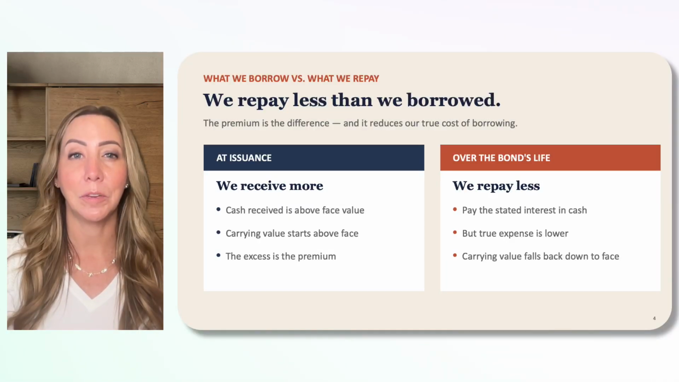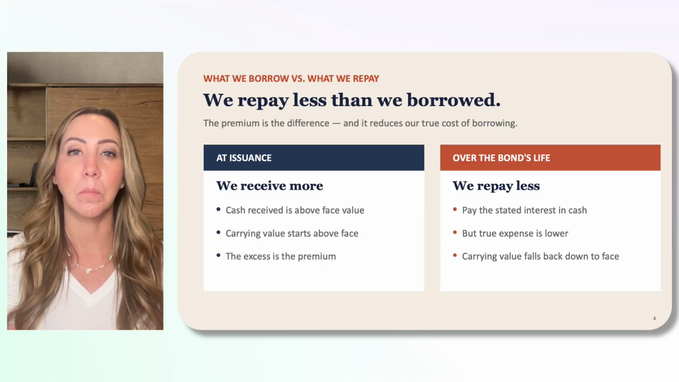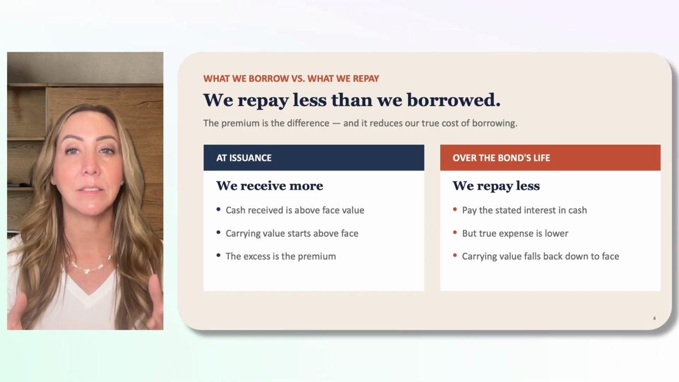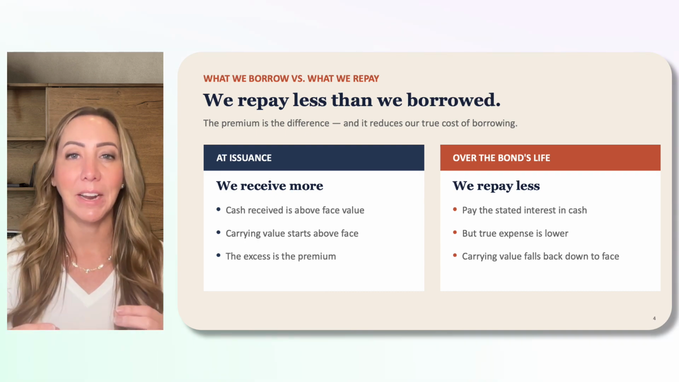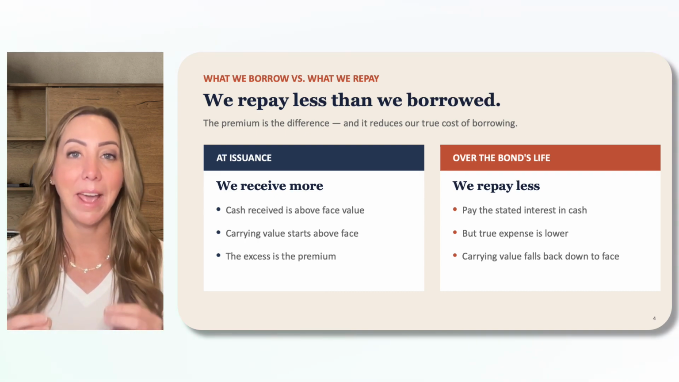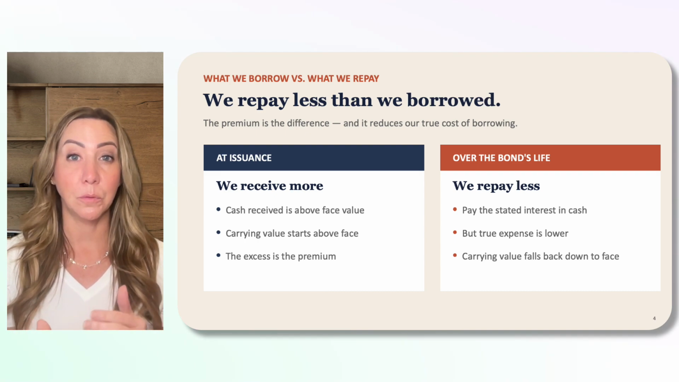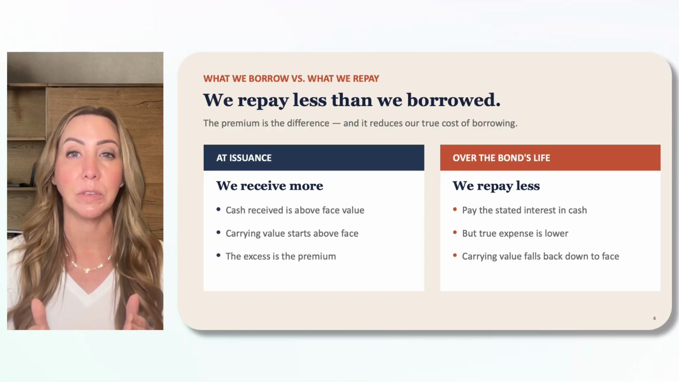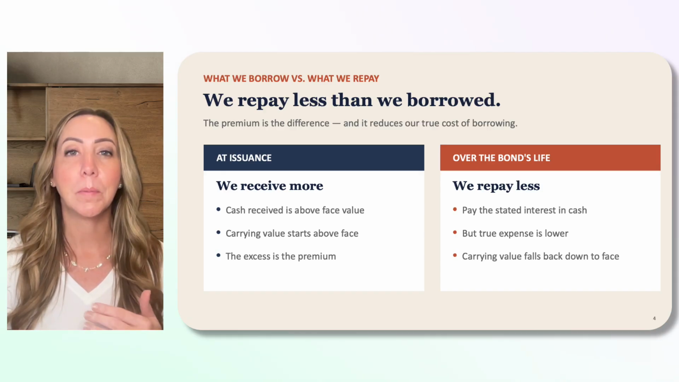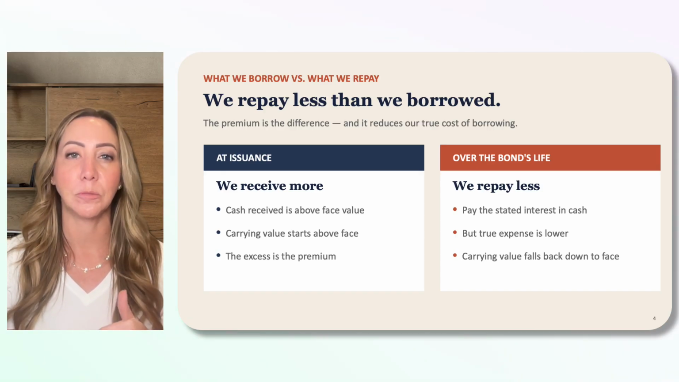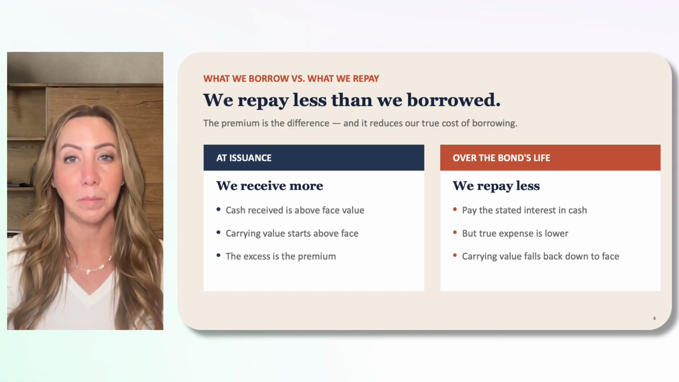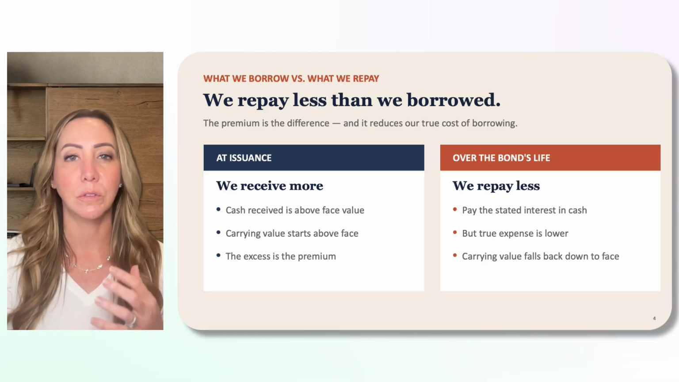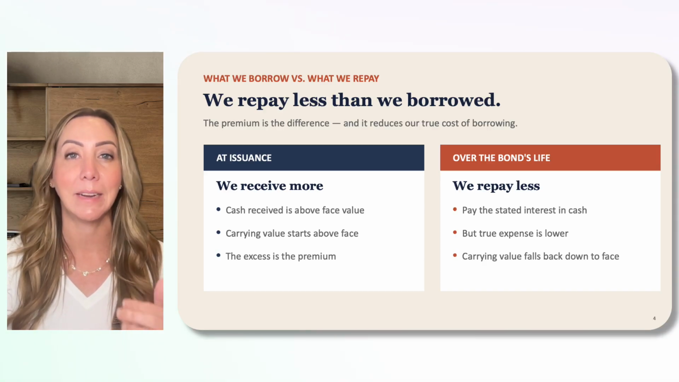Let's put the 2 accounting moments side by side again, just like we did for the discount. At issuance, we receive more than face. The premium price hits our account, and our liability starts above the face amount. The carrying value begins high, and that excess is the premium. Then, over the bond's life, we pay the stated interest in cash each period, which is generous because our stated rate is above market. But our true expense is lower than that cash payment because we're slowly giving back the premium. So the carrying value falls period by period from the premium price back down to face.